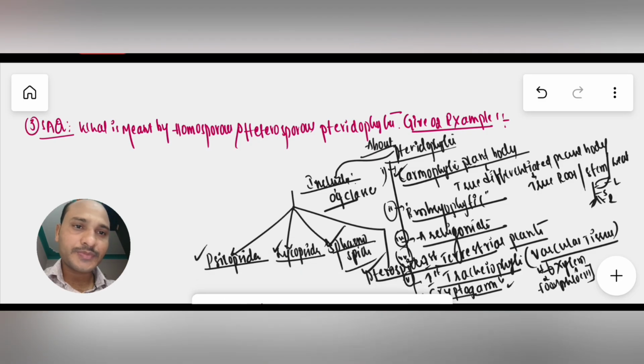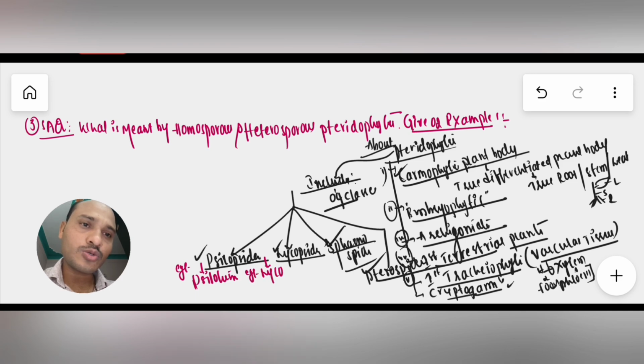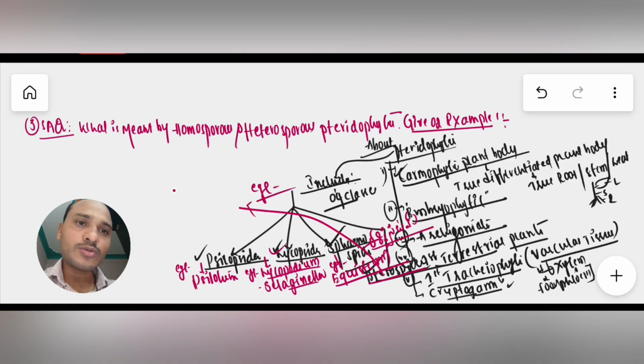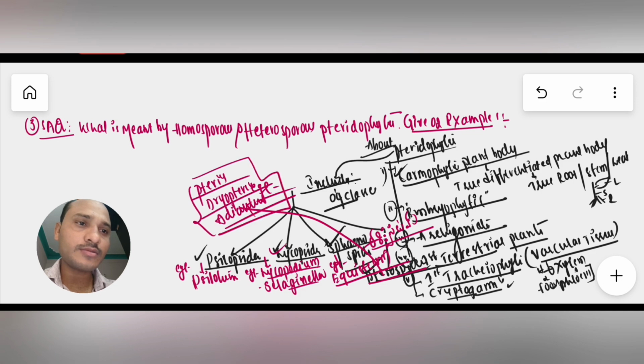With their examples: Psilopsida includes Psilotum. Lycopsida includes Lycopodium, and also remember Selaginella, very important. These two plants belong to Lycopsida. Coming to Sphenopsida, the example is Equisetum. And for Pteropsida, the examples are Pteris, Dryopteris and Adiantum. These are the three important plant groups present in Pteropsida.